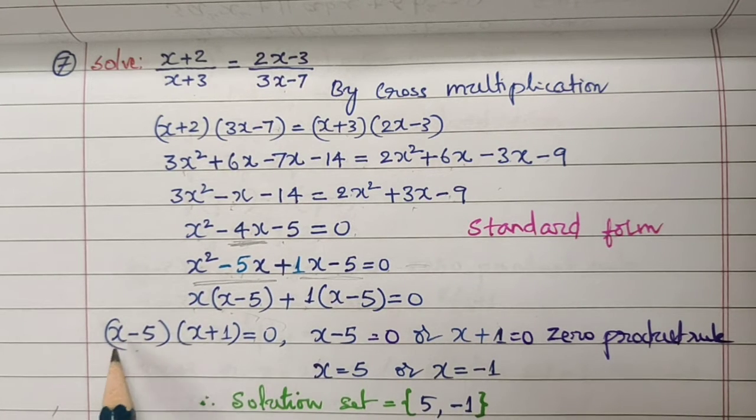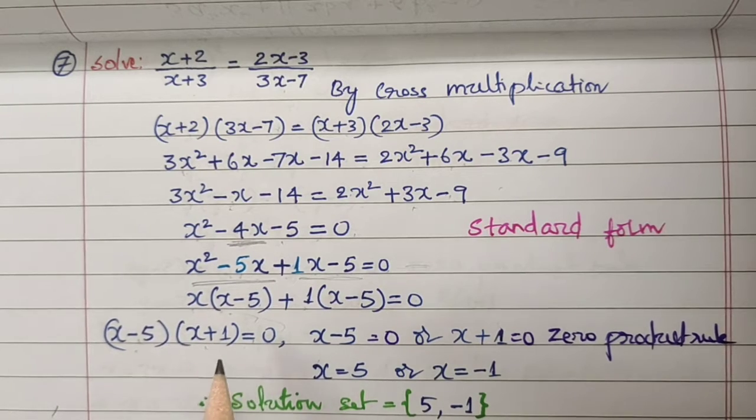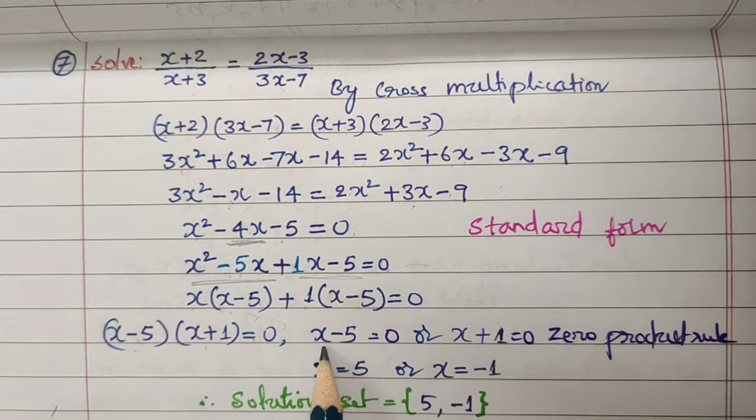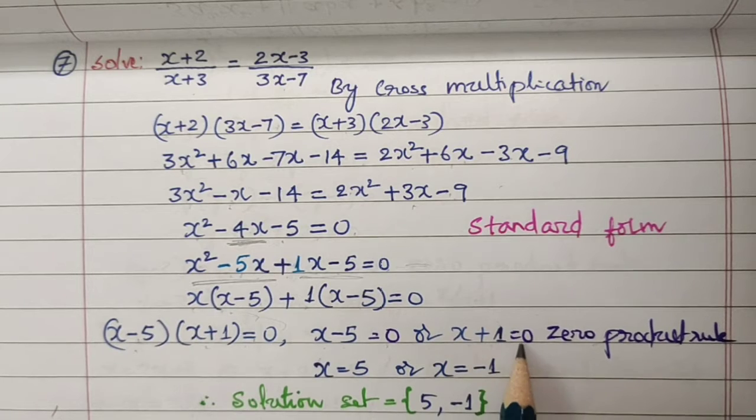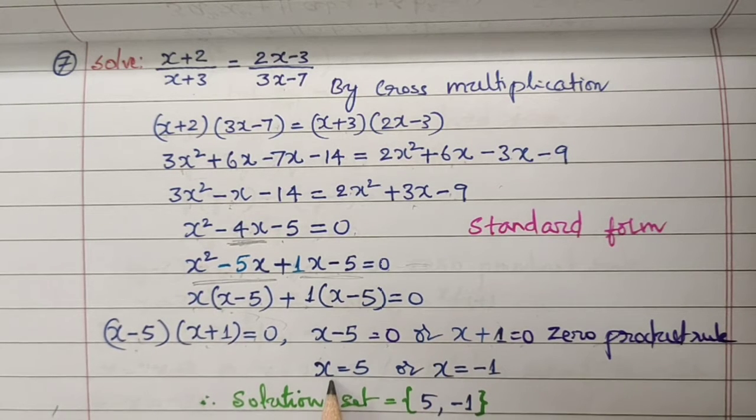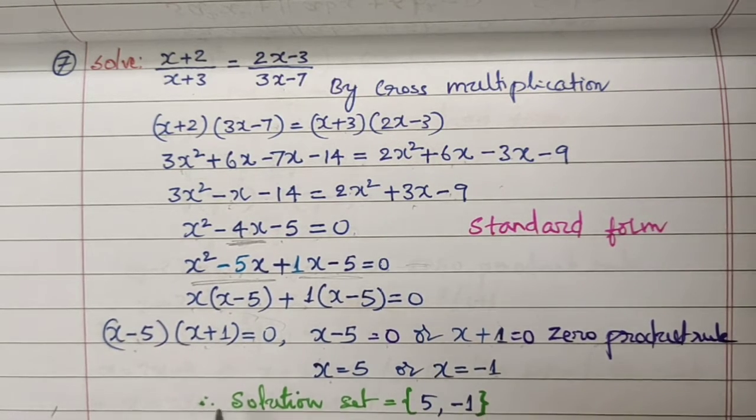Using the zero product rule, x minus 5 is equal to 0 or x plus 1 is equal to 0. Therefore x will become 5 or x is equal to minus 1. Therefore the solution set is 5 comma minus 1.